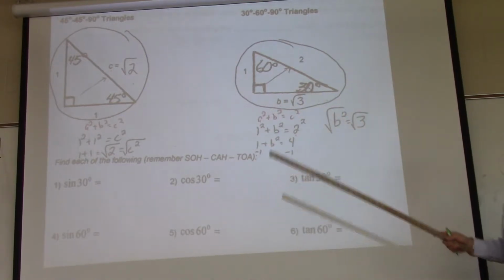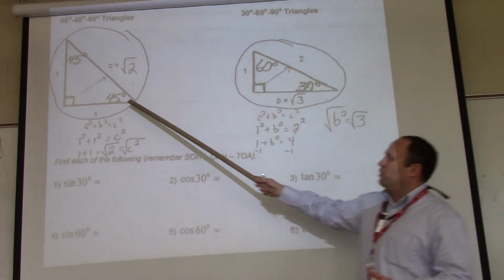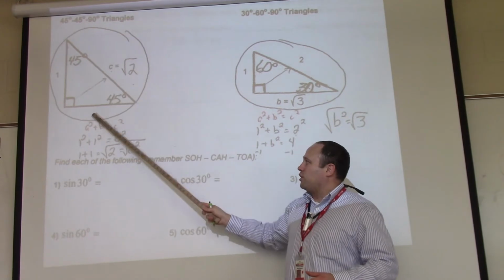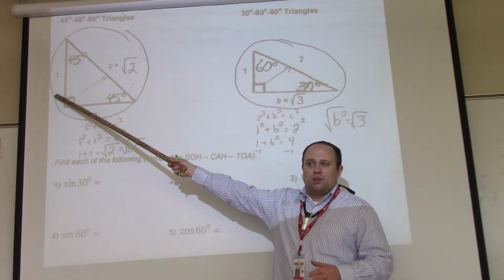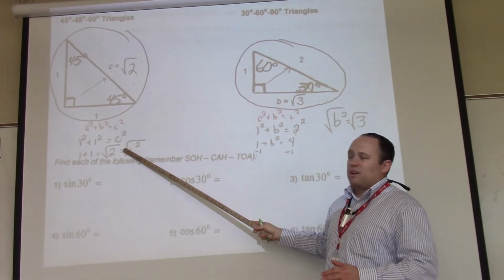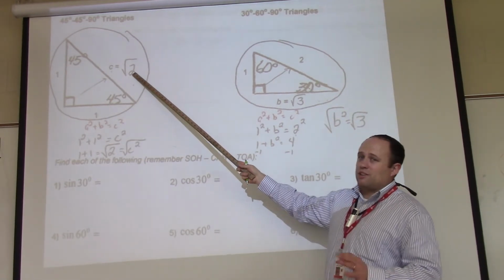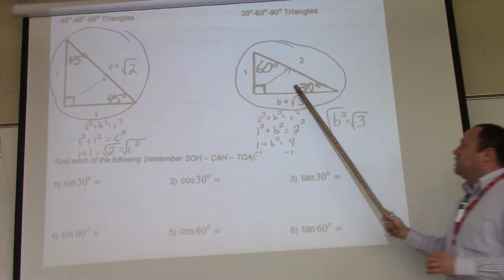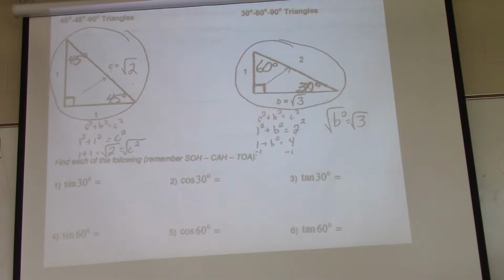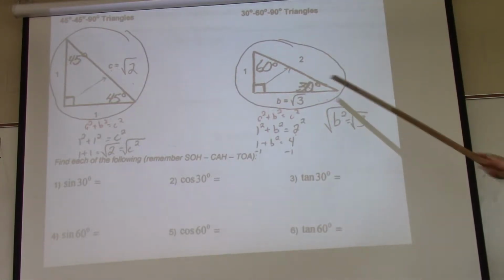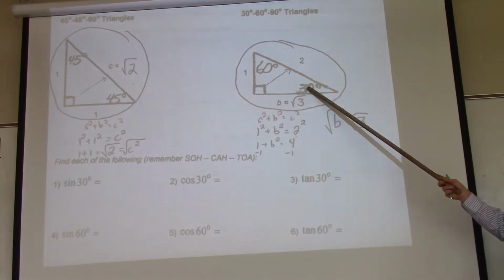Now, how do I determine what's what? Well, it makes sense that if 45 and 45 are the same, the sides across from them should be the same, right? And this one we found using the Pythagorean theorem, but you're just going to have to memorize that square root of 2. On this one, the smallest angle is always across from the smallest side. And so 1, the smallest side, would be across from the smallest angle.